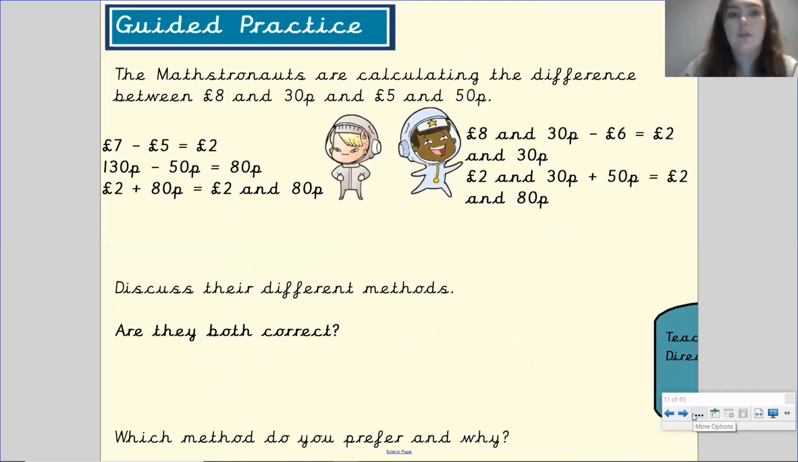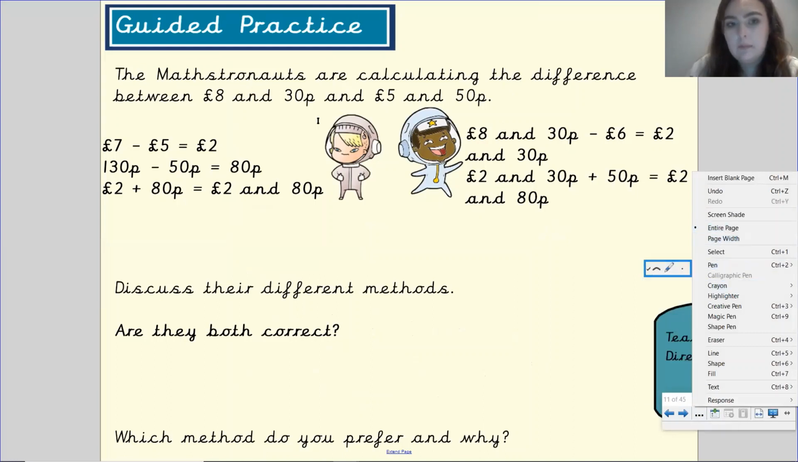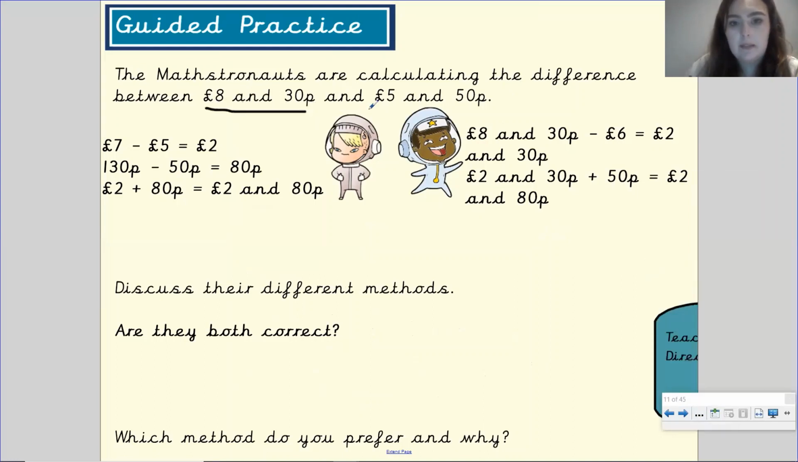Okay, next question. So the astronauts are calculating the difference between £8.30 and £5.50. Now we've got two different methods here. The pink astronaut has got her method and the blue astronaut has got his method. So let's go through it and discuss them.